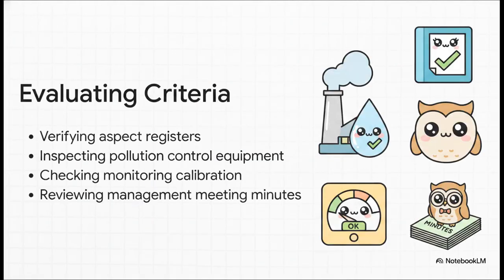Once triangulated, these facts face the ultimate high-stakes checklist, the audit criteria. This means physically inspecting pollution control equipment, checking if the monitoring devices are properly calibrated, and even reading through management meeting minutes to see if leadership actually cares and is actively engaged. The criteria represent the uncompromising benchmark of conformity.